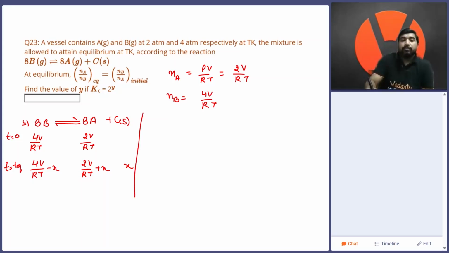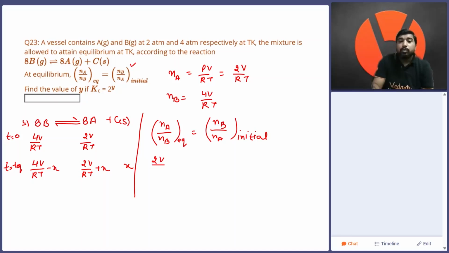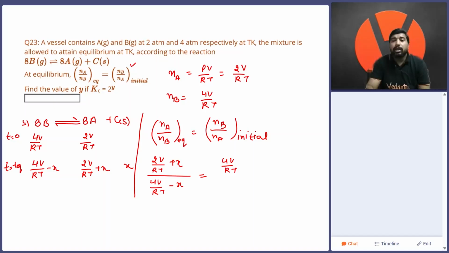So from here, we know the relation: Na upon Nb at equilibrium is equal to Nb upon Na initially. So we just need to put in the values. The moles of A are 2V upon RT plus X, divided by 4V upon RT minus X. That should be equal to NB, the value of which is 4V upon RT, divided by the value of Na, that is 2V upon RT. So solve this equation, you will get the value 2. Now you just need to solve for the value of X.